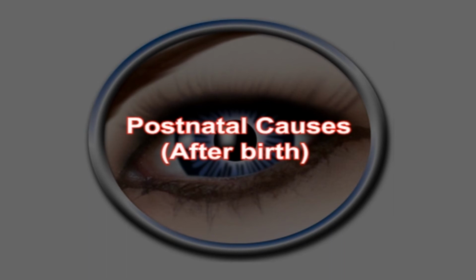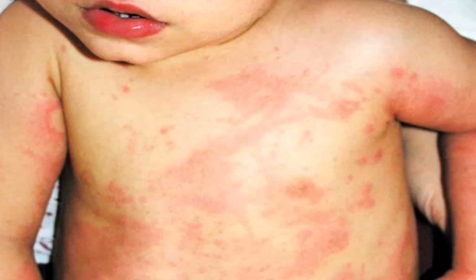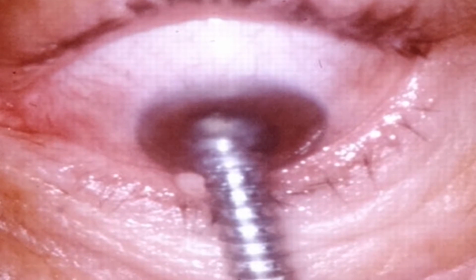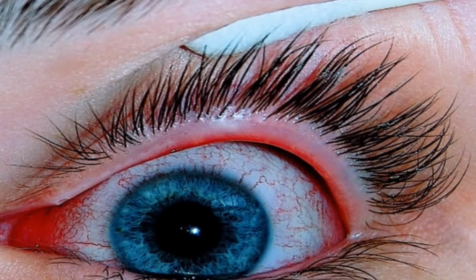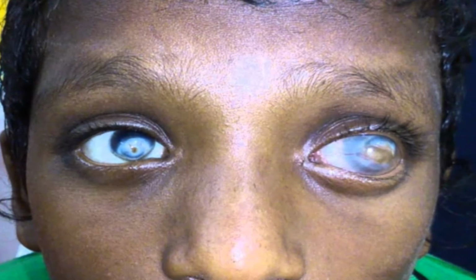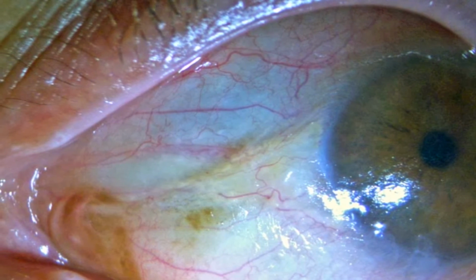Postnatal causes after birth: infectious diseases, for example measles, syphilis, rubella, viral fever contracted by the child during childhood, injury to the eye such as a sharp object entering the eye or a head injury, tumors in the eye, neglect of infection of the eye, vitamin A deficiency. Thus, we see that both hereditary factors, as indicated by history of visual impairment in the family, and environmental factors, for example infectious diseases or injury, can lead to visual impairment.